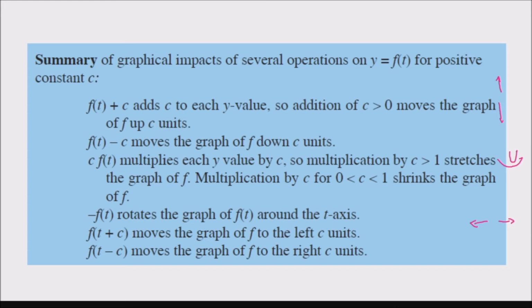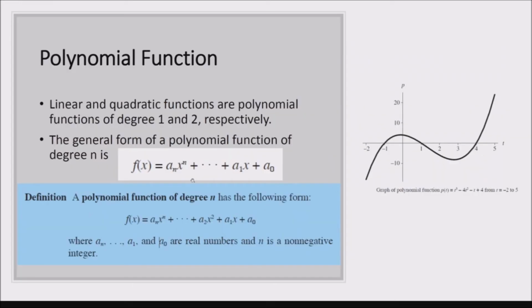Okay, so then let's look at another type, the polynomial function. This is a quadratic function I just explained. Now the polynomial of that I'm talking about here. This is the general form of a polynomial, the same thing that I pointed out a minute ago. This is the polynomial form of it.